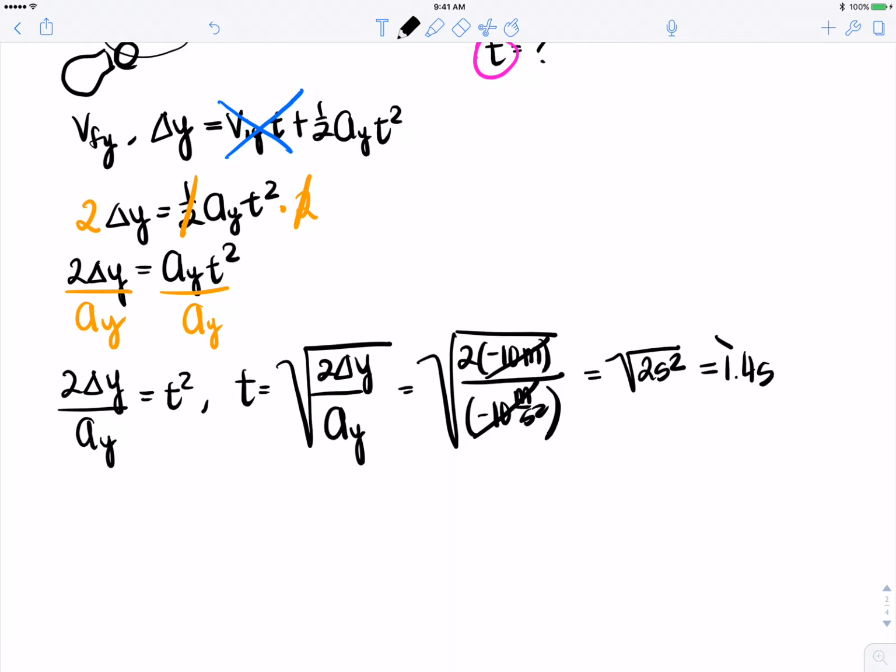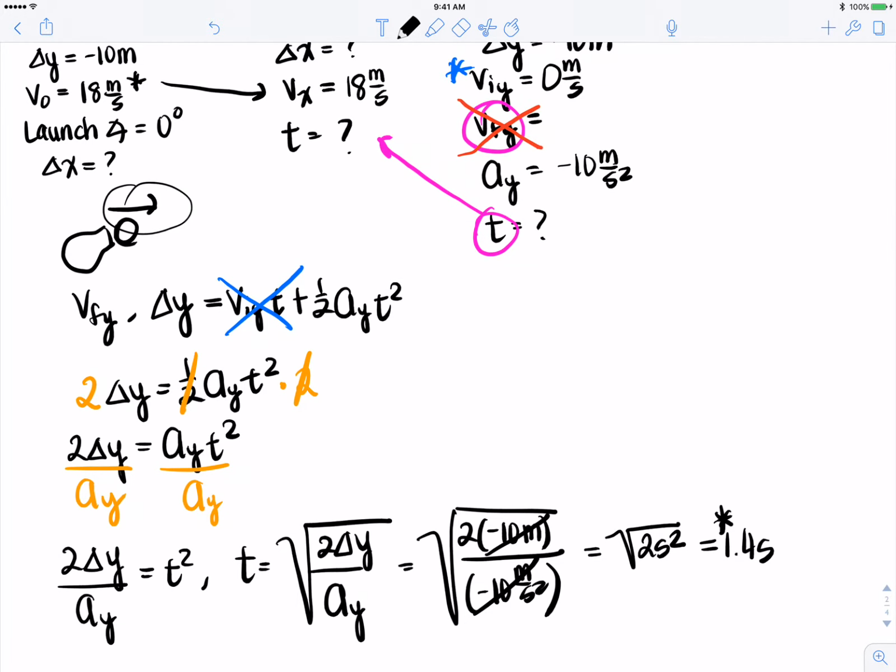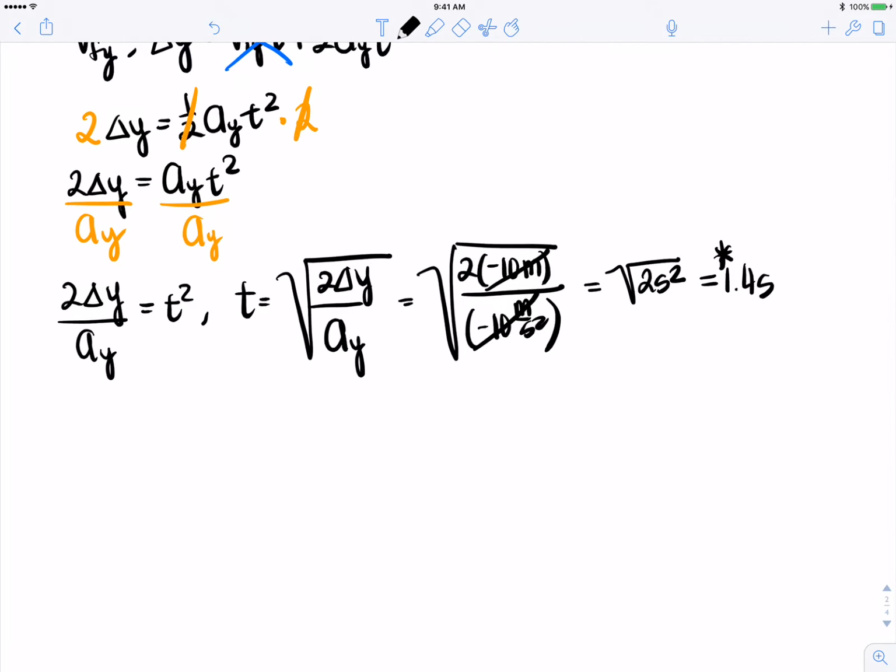So now we're going to take this t and plug it in here in the x direction. So in the x direction, we had delta x equals v sub x t. V sub x, we said, was 18 meters per second. T is now 1.4 seconds. Therefore, delta x equals 25.2 meters.